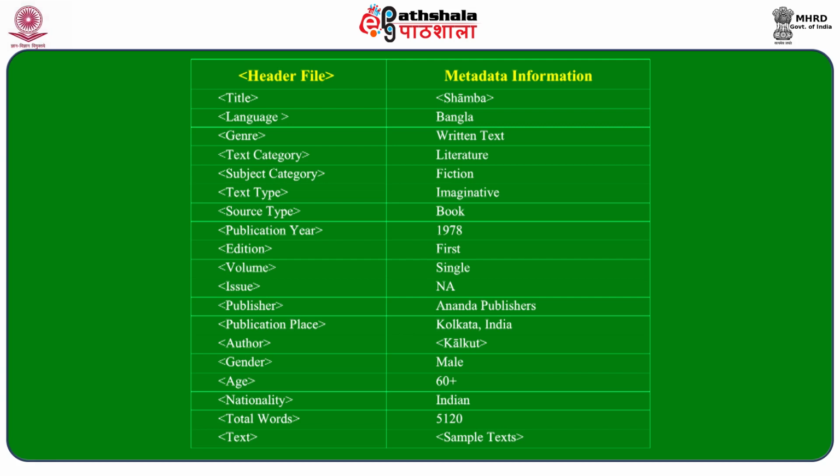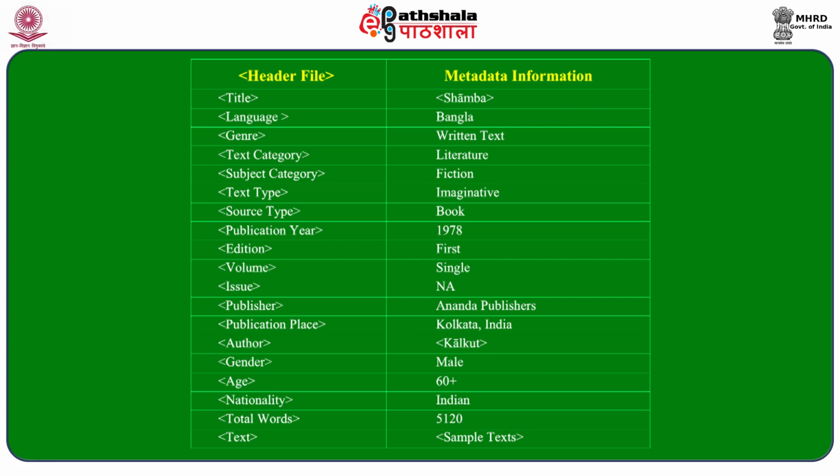Publication year 1978. Edition first. Volume single volume. Issue not applied because this is a book text not taken from a journal, so there is no question of issue. The name of the publisher which has published the book is included. Publication place, where the book was first published, is also located there. The name of the author is also given there. The gender of the author is also given.